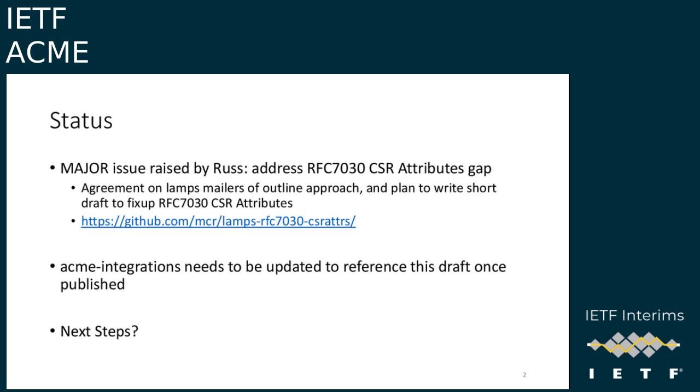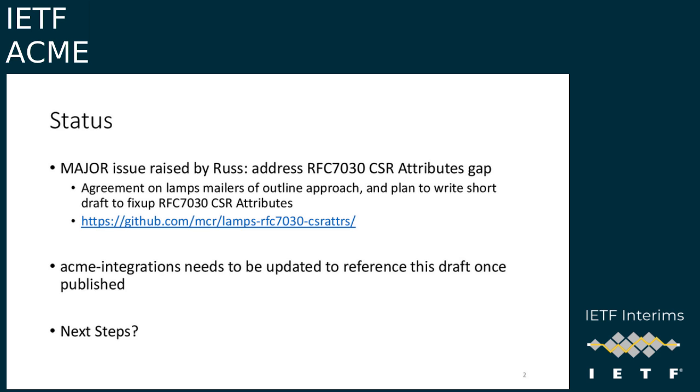I'm trying. Okay, so the status of this was one major item of feedback on the previous version of the draft that Russ gave, and it was just to address the RFC 7030 CSR attributes gap, because we've specified in the integrations draft how to leverage 7030 CSR attributes so that an RA can explicitly tell a pledge or a client what subject alternate name to include. There was a lot of discussion on the mailers about this over the last couple of months, and we've reached consensus on an agreed approach.